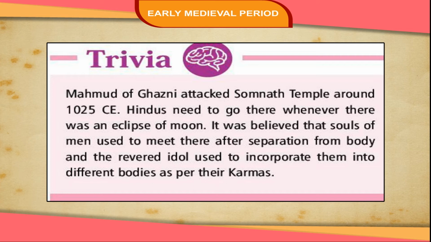Trivia. Mehmood of Ghazni attacked Somnath temple around 1025 CE. Hindus used to go there whenever there was an eclipse of the moon. It was believed that souls of men used to meet there after separation from the body, and the revered idol used to incorporate them into different bodies as per their karmas.